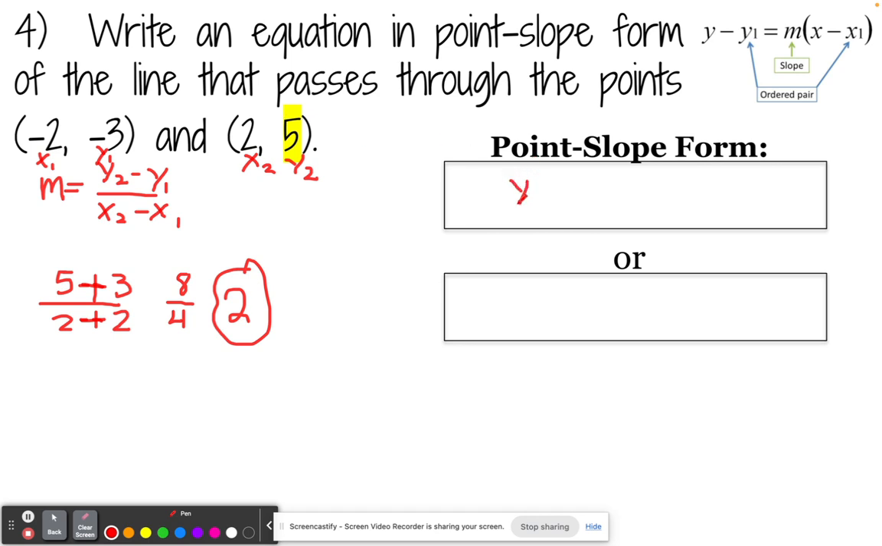Now let's write, I'll do this one first. Y minus my y is 5 equals, my slope is 2 times x minus 2.